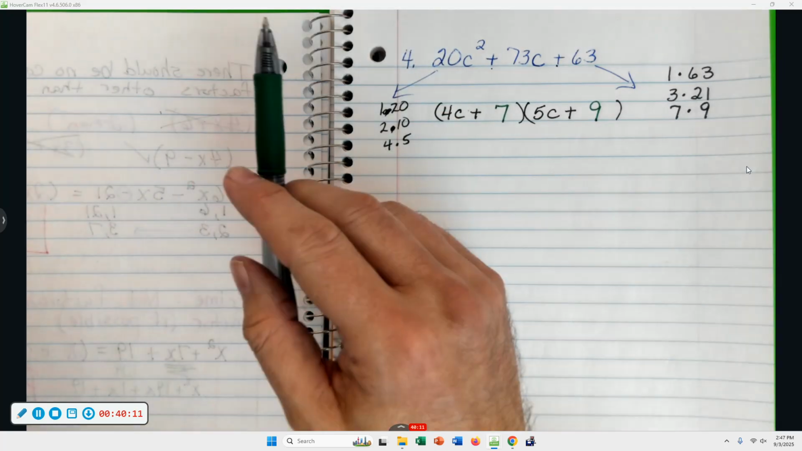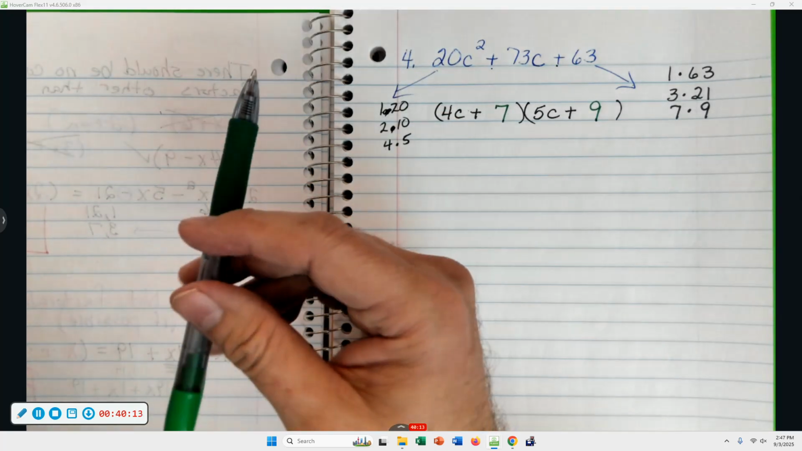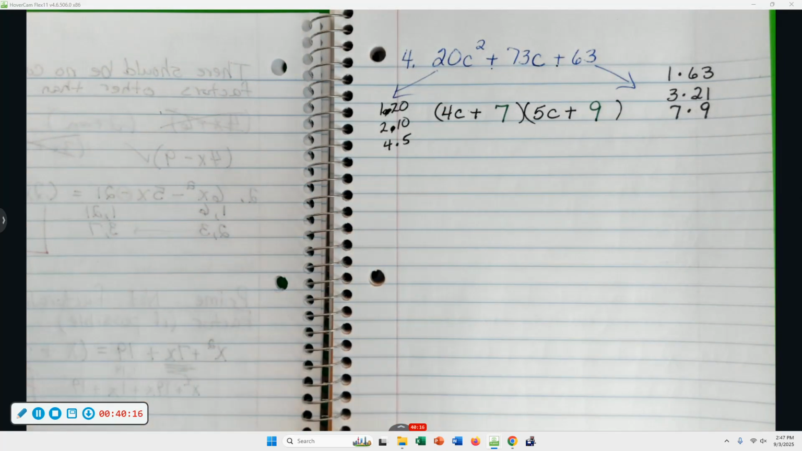Oh, I have some erasable pens here. I should have used that. This one isn't erasable, but okay.